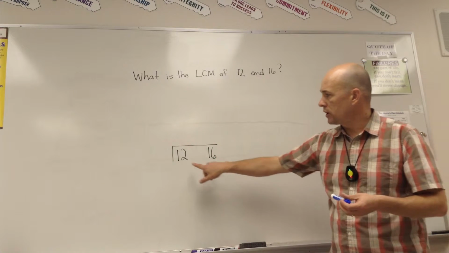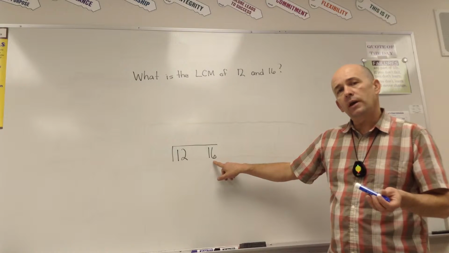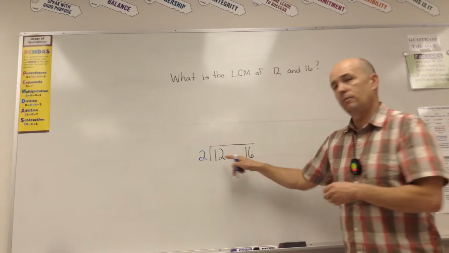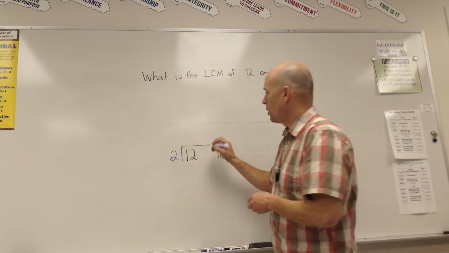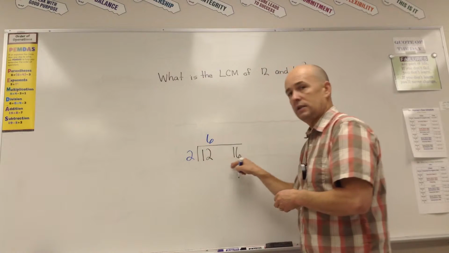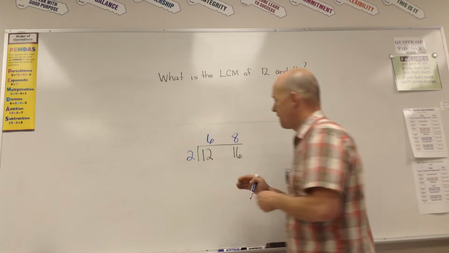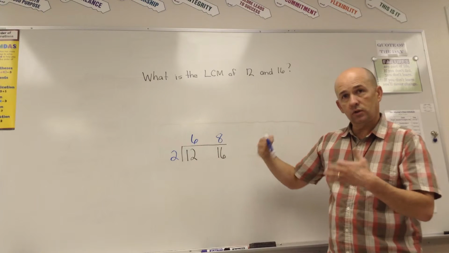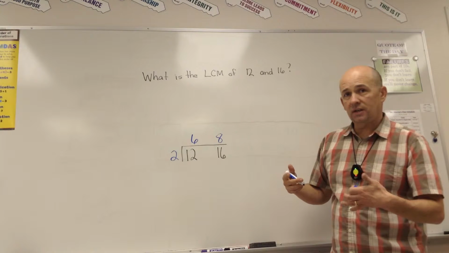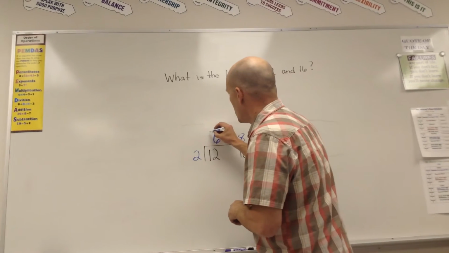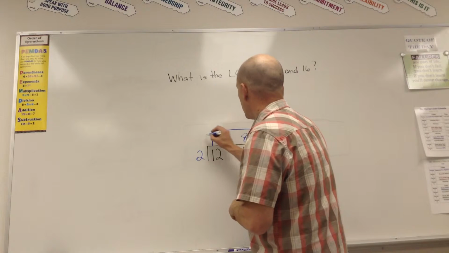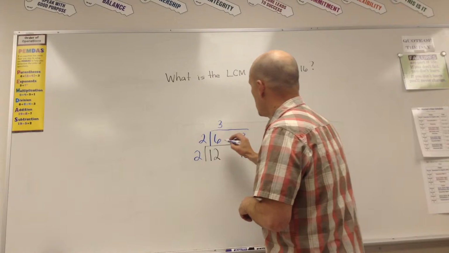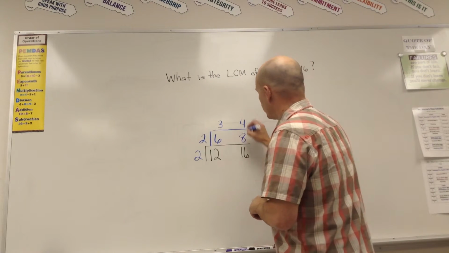So using my divisibility rules, they're both even numbers, so I know right away that 2 is going to work for both of them. So I'm going to put my 2 out here. I'm going to divide them both by 2. 2 goes into 12 6 times, and 2 goes into 16 8 times. Now I look at the two quotients, the two numbers that I got when I divided, and I see that they're still even, so that tells me, yep, 2 will go into those again. So I add another layer to my cake, and I put my 2 out here again. 2 goes into 6 3 times, and 2 goes into 8 4 times.